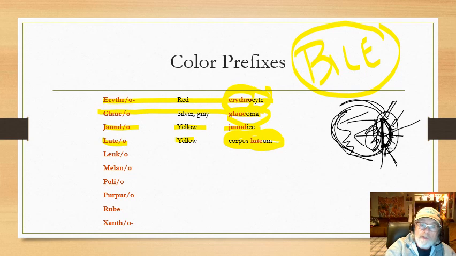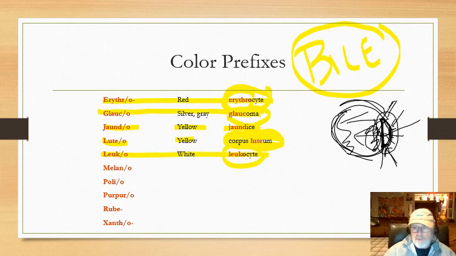So it's called the corpus. Corpus means body, luteum means yellow. Leuko means white. A leukocyte is a white blood cell. They're distinguished by how they stain. Some stain neutral, which are called neutrophils. Some stain red, called eosinophils. Some stain very dark, black or purple, called basophils. Other ones are lymphocytes, which we won't talk about. Leukocytes are all the white blood cells. There are about five major types, with many subdivisions of those.